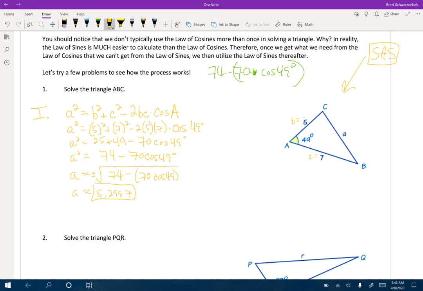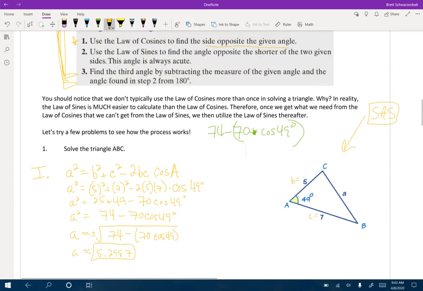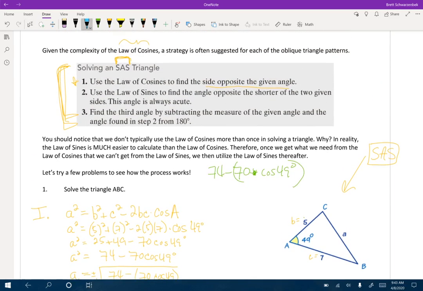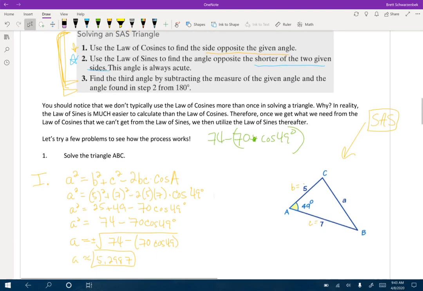So what's next? We go back to our steps and go to step 2. This is important. It says, now use the law of sines to find the angle opposite the shorter of the two given sides.